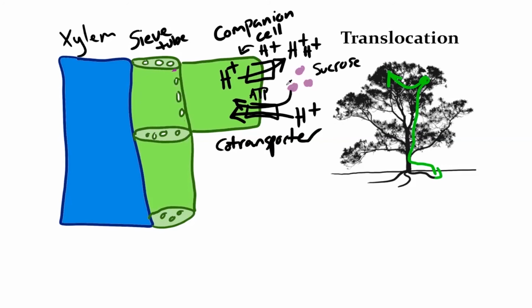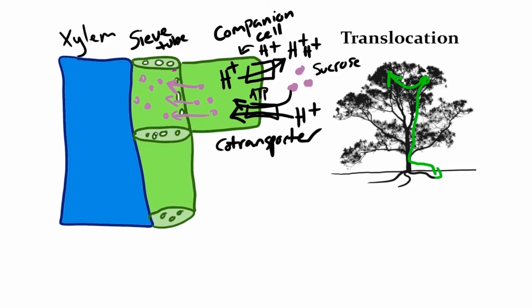Then once it does that, we're going to start building sucrose concentrations inside the companion cell, just from this concentration gradient that is established using the ATP and this proton pump. Now, once we have a high concentration of sucrose inside the companion cell, it's going to want to go down its concentration gradient into the sieve tube. And it's able to do that because the cell membrane between the sieve tube and the companion cell is perforated. So they're going down their concentration gradient and loading the sieve tube.